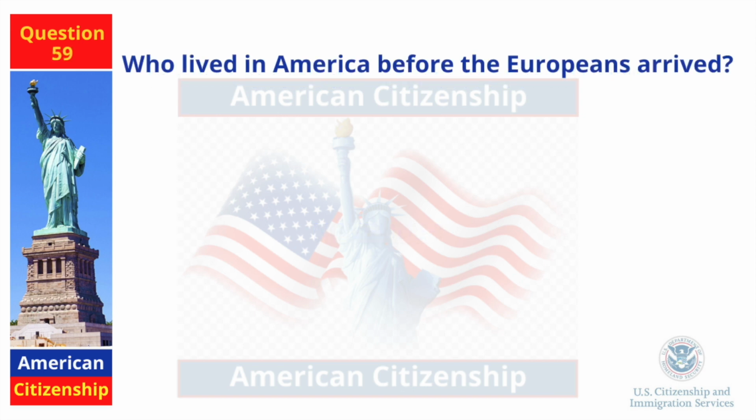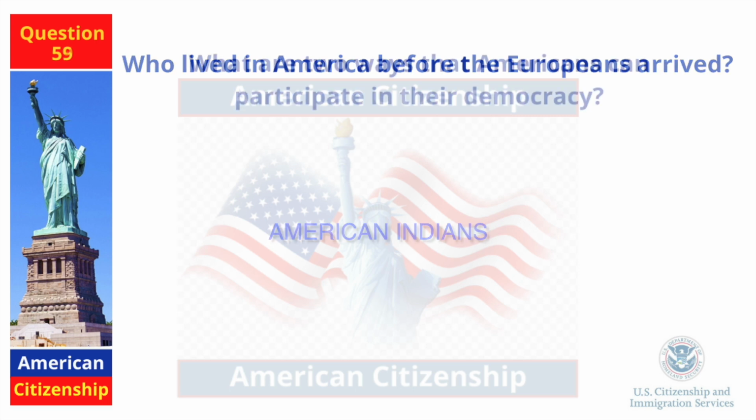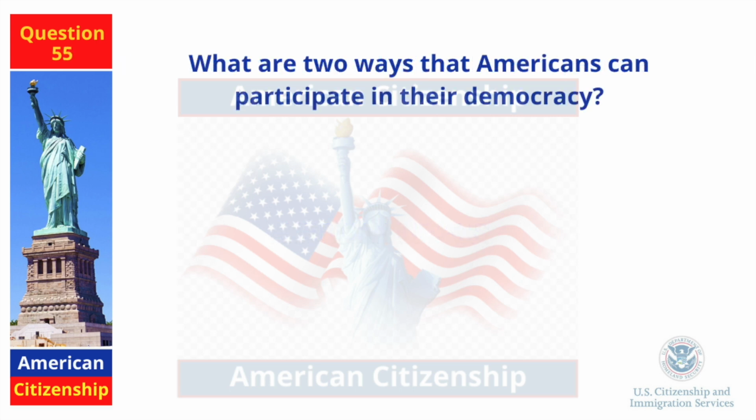Who lived in America before the Europeans arrived? American Indians. What are two ways that Americans can participate in their democracy? Vote, join a political party.